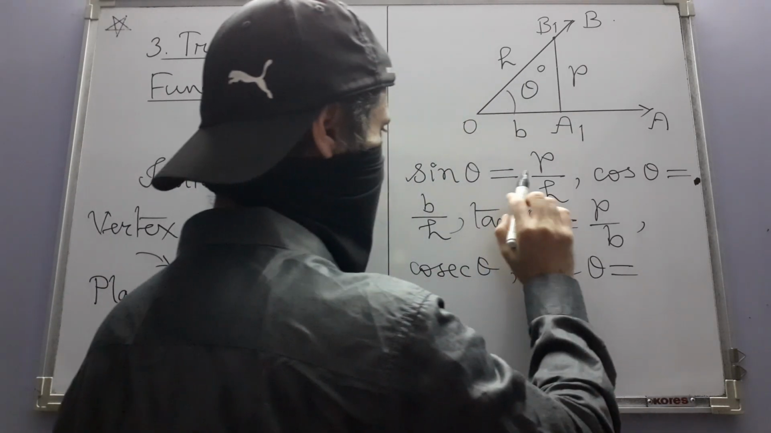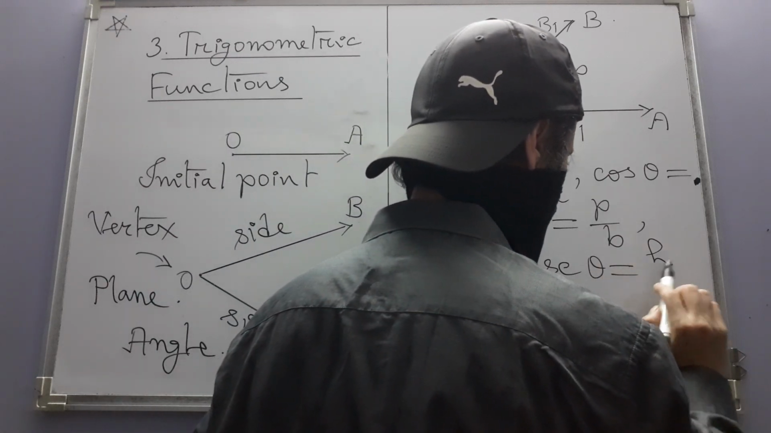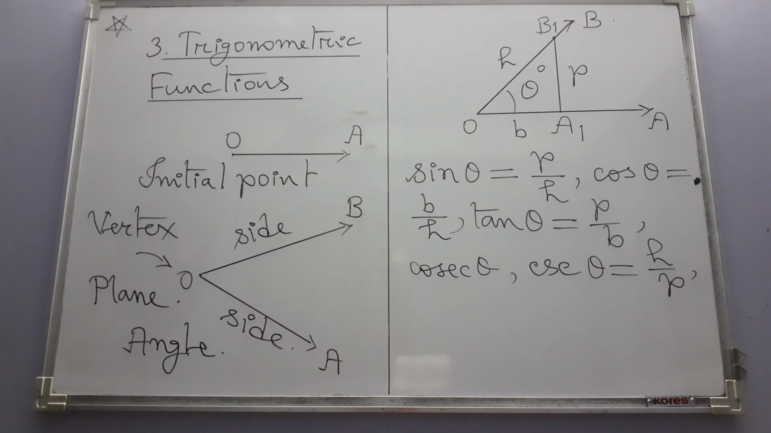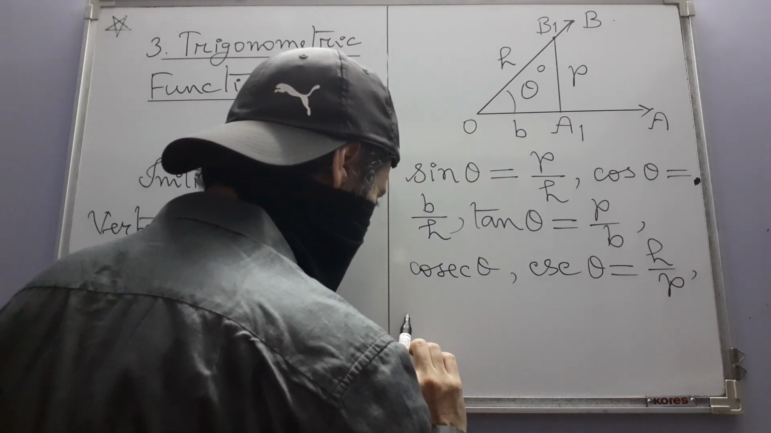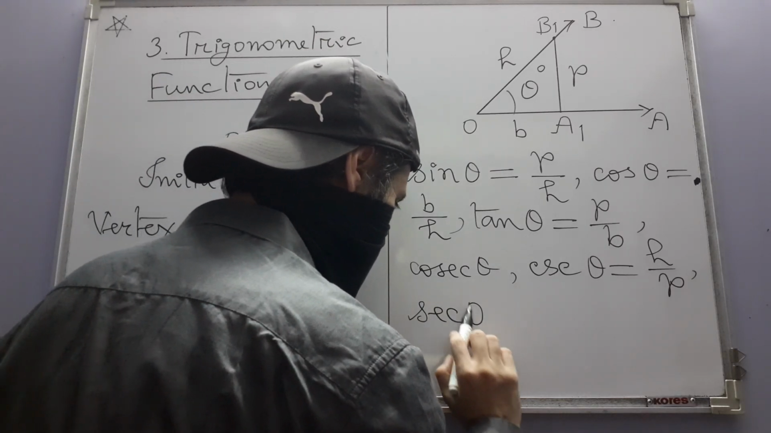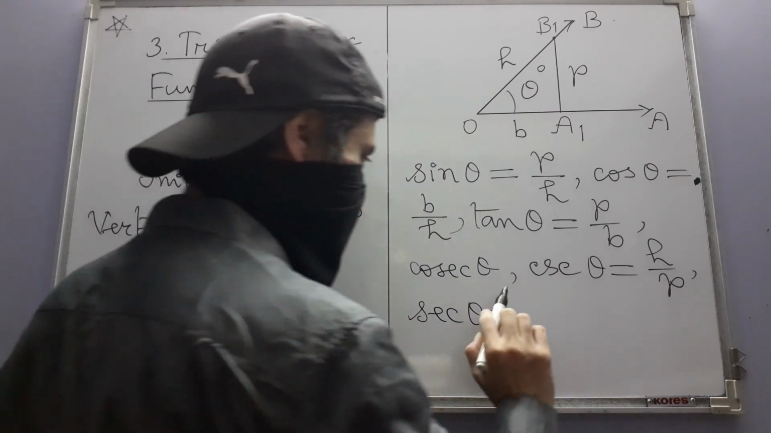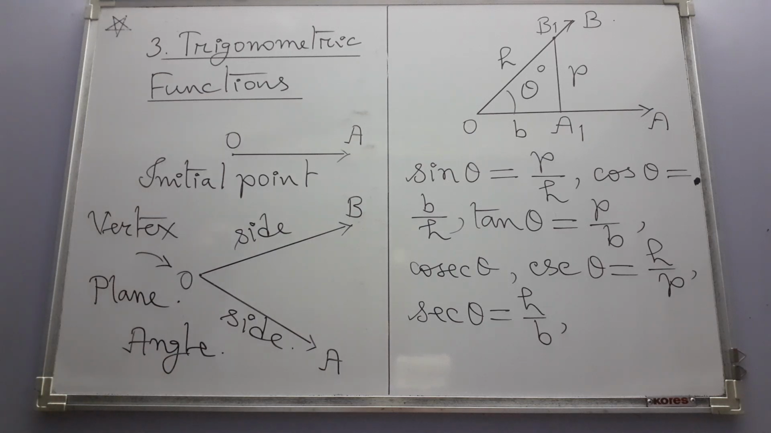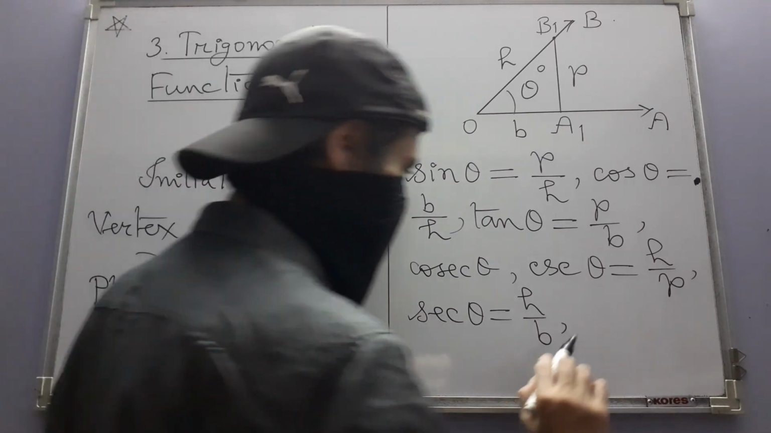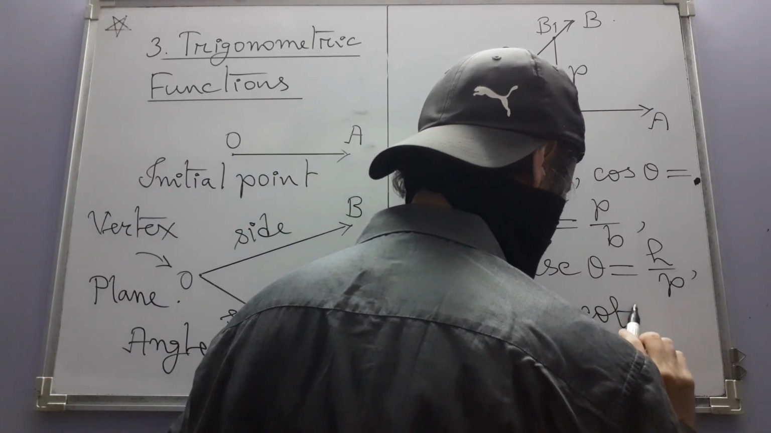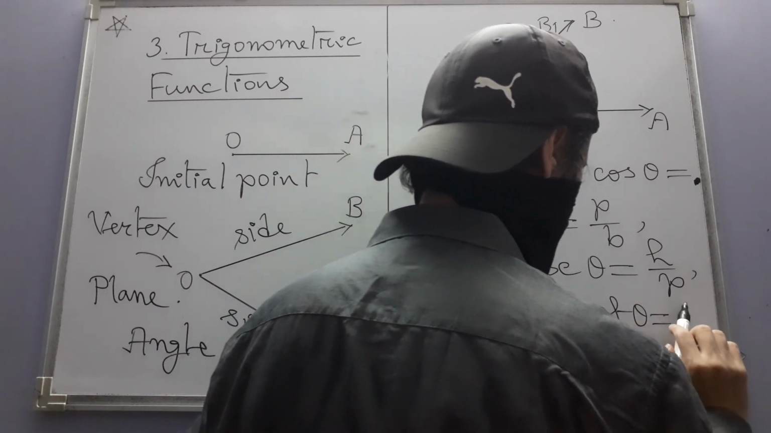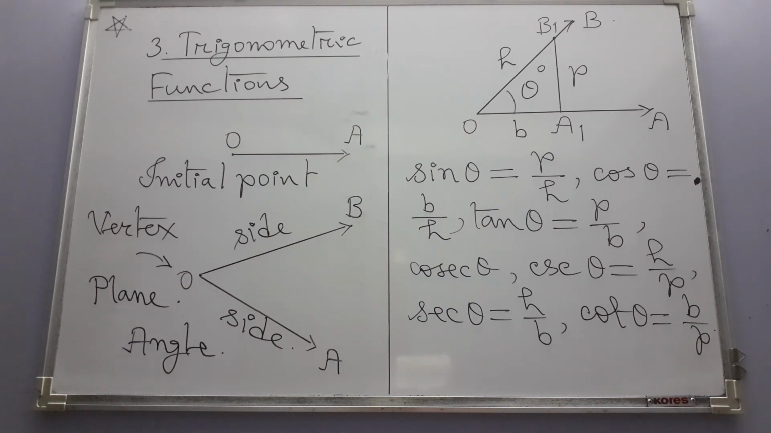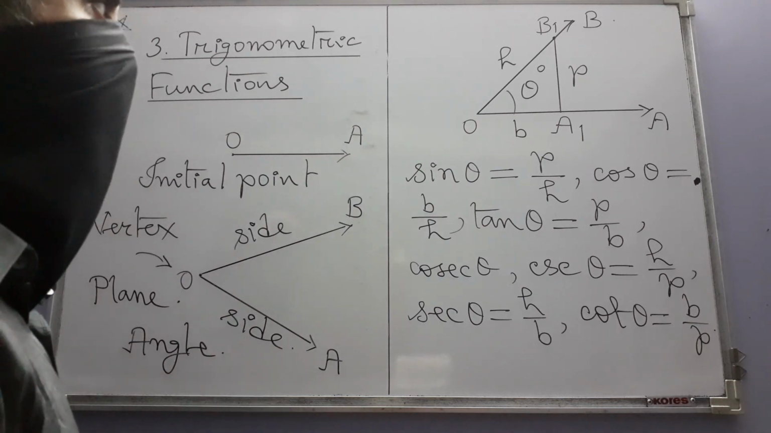This is the reciprocal of sine theta, that is H divided by P. The reciprocal of cos theta is secant theta, SEC. So that is H divided by B. And the reciprocal of tan theta, the tangent ratio, is cotangent, which is B divided by P. Okay, so these are all the familiar things that we already know.